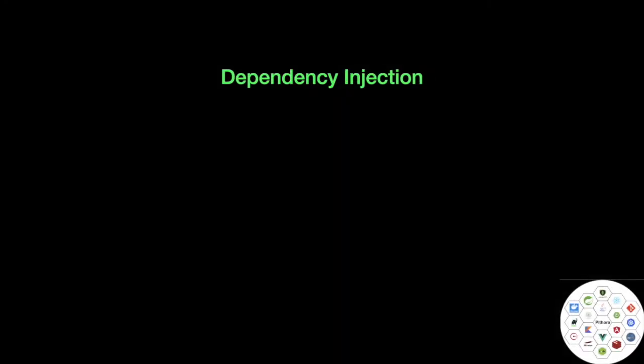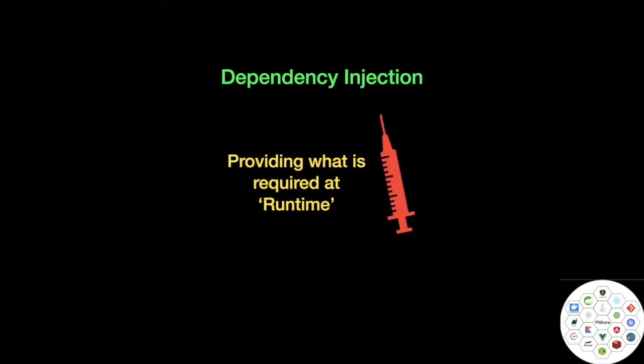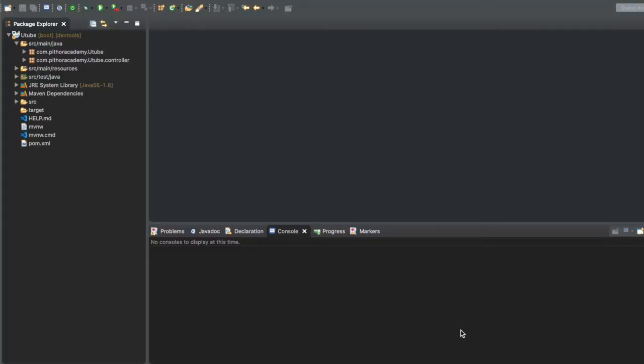Hello everyone. In this video we will learn what is AutoWired and everything about dependency injection and the types of injection we have in Spring Boot. If you don't have any idea on what is dependency injection, please check out this suggested video for a basic understanding of dependency injection and how it works. In this video we will implement dependency injection in Spring Boot.